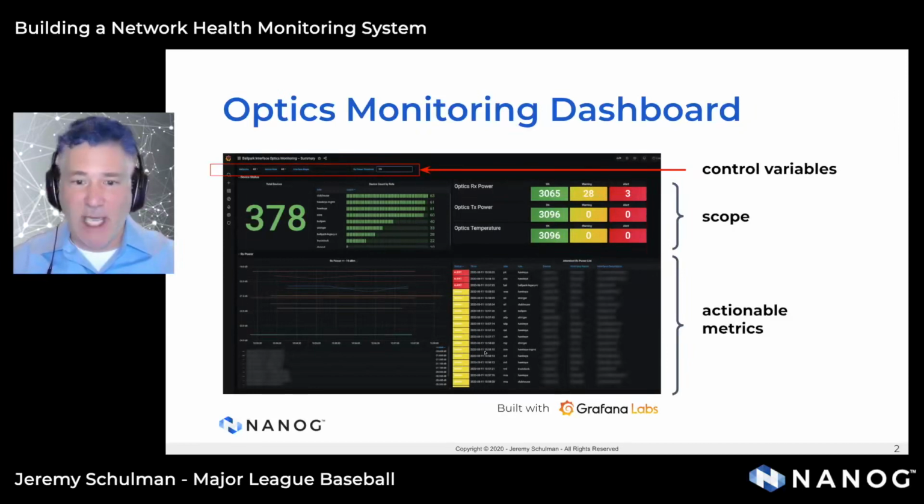And then in terms of actionable metrics, what we're trying to show here is the devices and the interfaces that are affected so that we can dispatch people and resolve the issues. So right away, we're talking about actionable metrics because we understand exactly what site it's at, and what role the device has, meaning some network devices are used for different purposes in the ballpark, and we can isolate or identify specifically where these issues are.